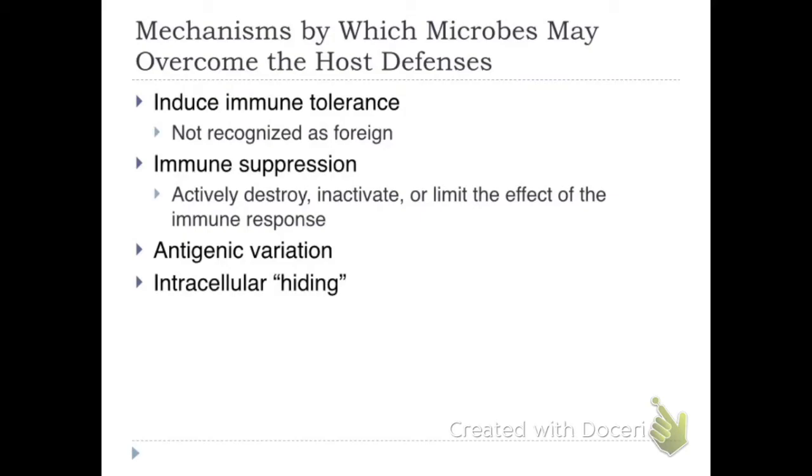Okay, despite the fact that our immune system is very strong, very efficient, there are still mechanisms by which microbes could overcome the host defense by inducing immune tolerance. Meaning, sometimes this antigen or these microbes may not be recognized as foreign. So that's what you call immunologic tolerance. Second, by immune suppression. Some of these microbes could actively destroy, inactivate, or limit the effect of immune response.